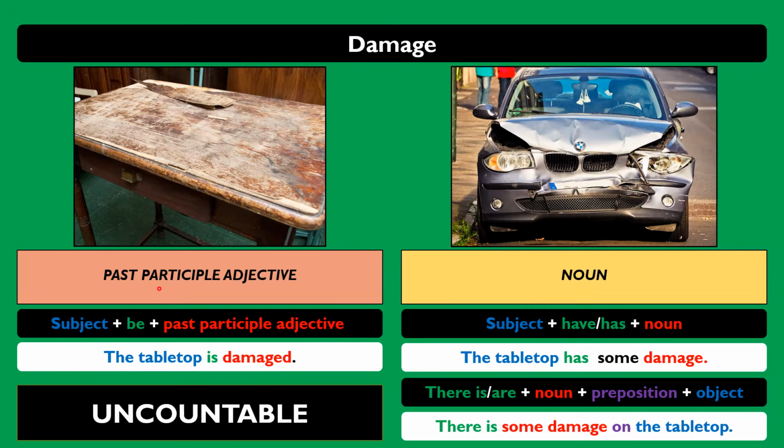So we can say a break, two breaks, three breaks, depending on how many. Damage. The tabletop is damaged. The tabletop has some damage. There is some damage on the tabletop. When it's damaged, it's not in good condition. Like you can see here, the car and the tabletop are not in good condition.